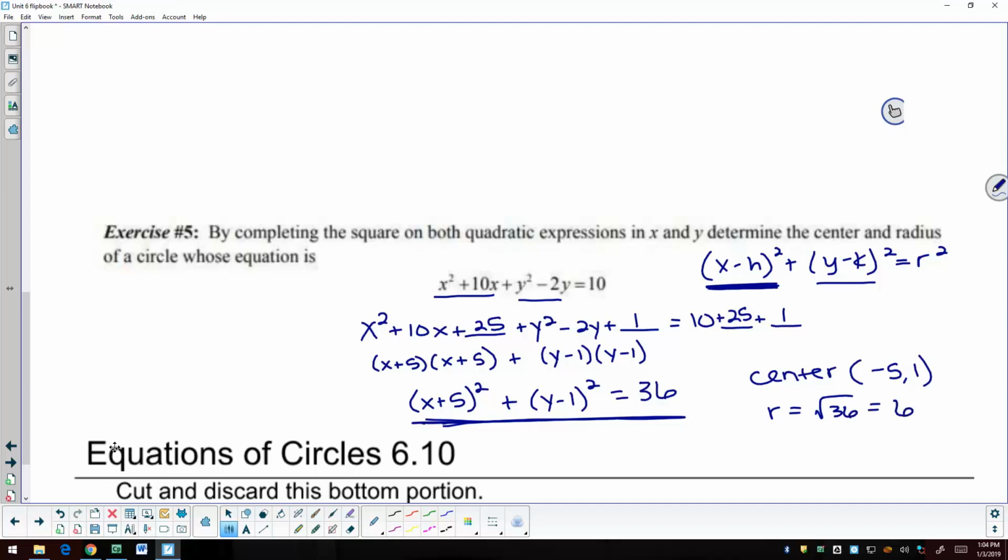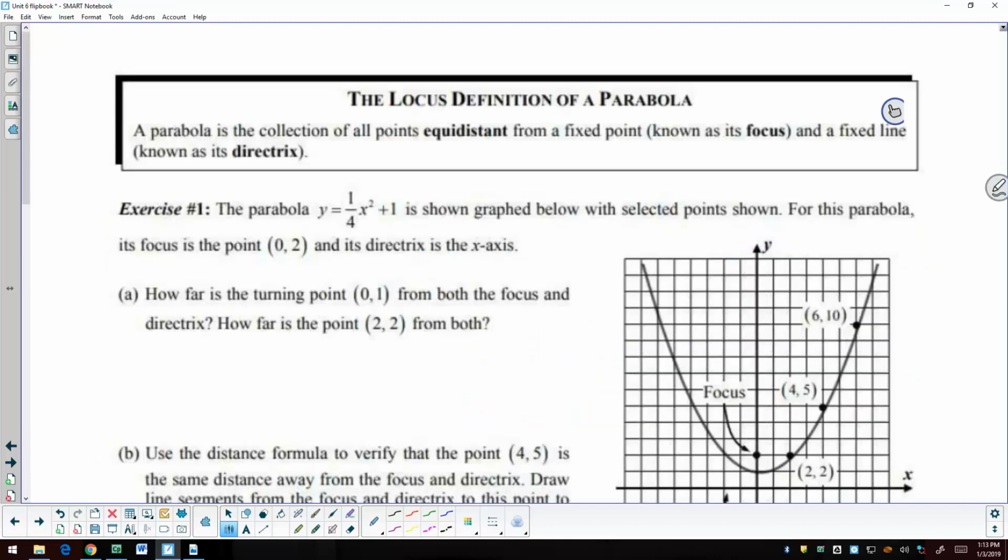And that is it for lesson 10. So on to lesson 11. Lesson 11, I'm not going to lie, is kind of tricky. It is the locus definition of a parabola.